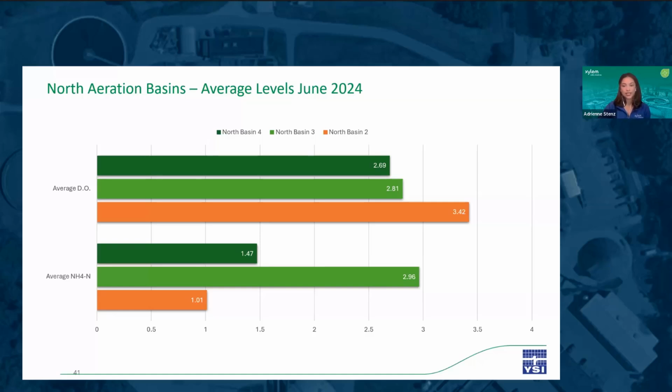Considering this, it makes more sense that the average DO levels for North Basins 3 and 4 were around the same. North Basin 2, we already talked about why the DO level was so inflated near 3.5 milligrams per liter to compensate for North Basin 1 being drained. The average ammonia concentration in North Basin 2 was 1 milligram per liter as a result of diluted flow kept at 3.5 milligrams per liter DO for a month.